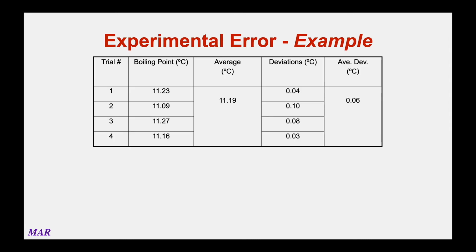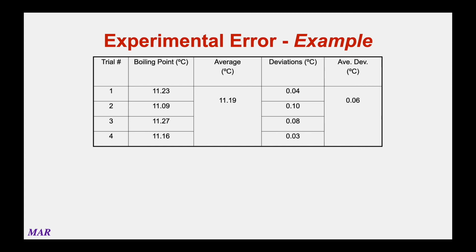These are four boiling point measurements. They found the average of those four measurements. They then found the deviation, which is the difference between the average and the boiling point measurement. So for the first one, you would go 11.23 minus 11.19 for 0.04. For the second one, it's an absolute value, which means make it positive. So 11.09 minus 11.19 comes out to be negative 0.10, but it's listed as positive. Deviations are always absolute value, i.e. make them positive.